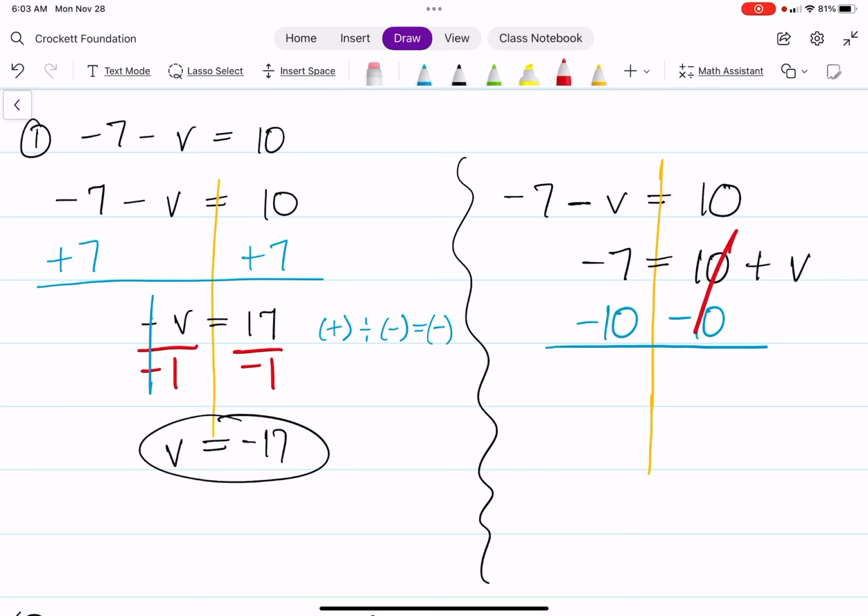And when I do that, the 10s cancel out, and I'm left with v equals, since these signs are the same, we add them, and a negative plus a negative is a bigger negative, which in this case would just make -17, okay? So there's two different ways to solve this. There's multiple ways people can show you to solve these type of equations. I'm just showing you two.